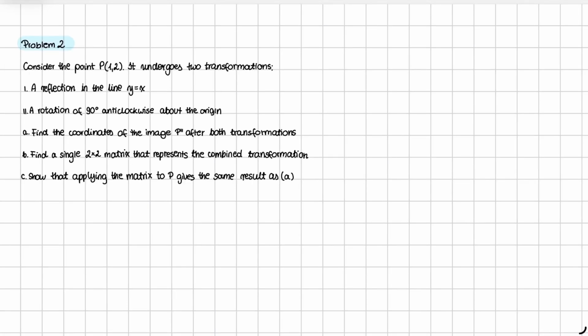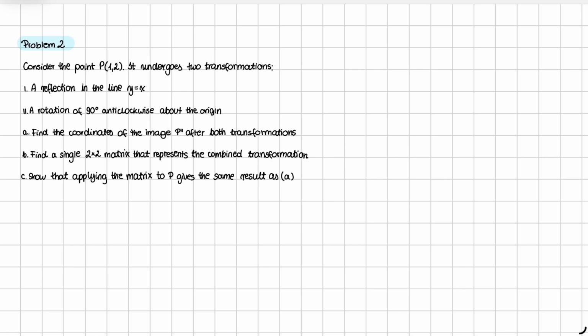Problem 2. Consider the point P with coordinates (1, 2). It undergoes 2 transformations. The first one is a reflection in the line y equals x, and the second one is a rotation of 90 degrees anticlockwise about the origin. In point A, we have to find the coordinates of the image of P after both transformations.